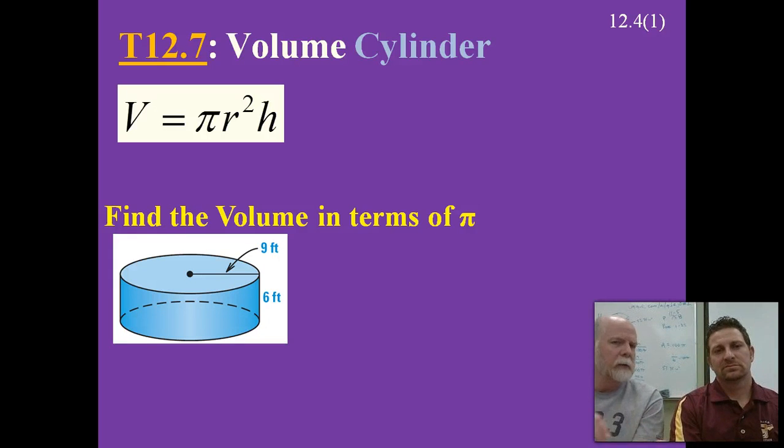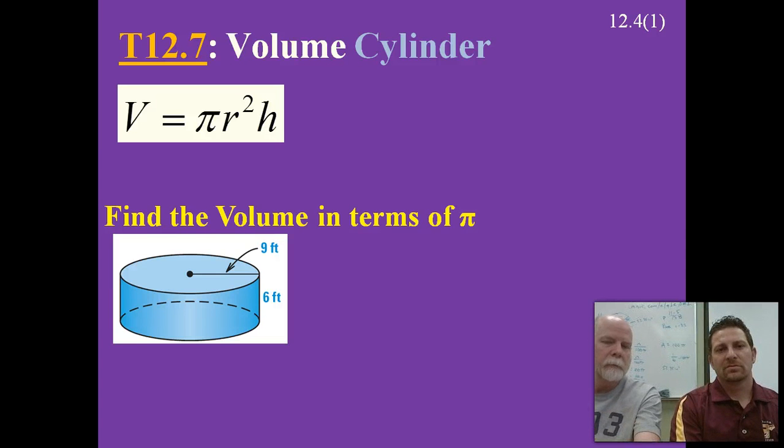And you can kind of think about this as stacking up little discs that are that shape. We have 6 of them in this case because it's 6 feet tall. So you take 6 discs, 6 circles on top of each other, find the area of one of them and multiply it by 6, and that's the volume of the cylinder here.